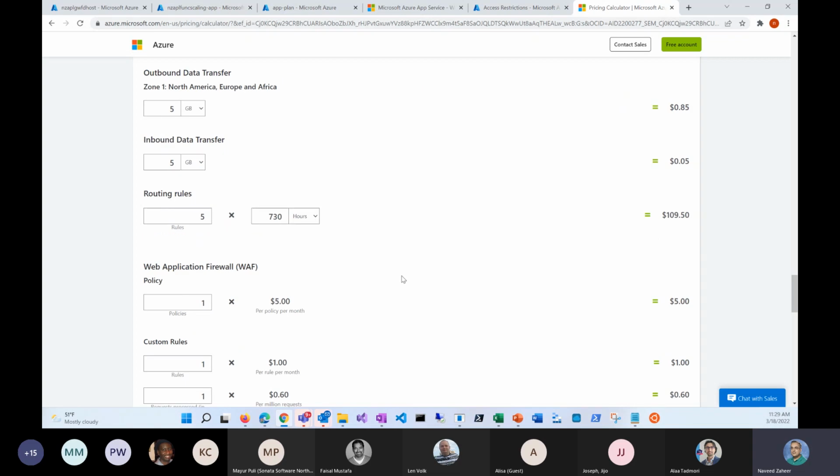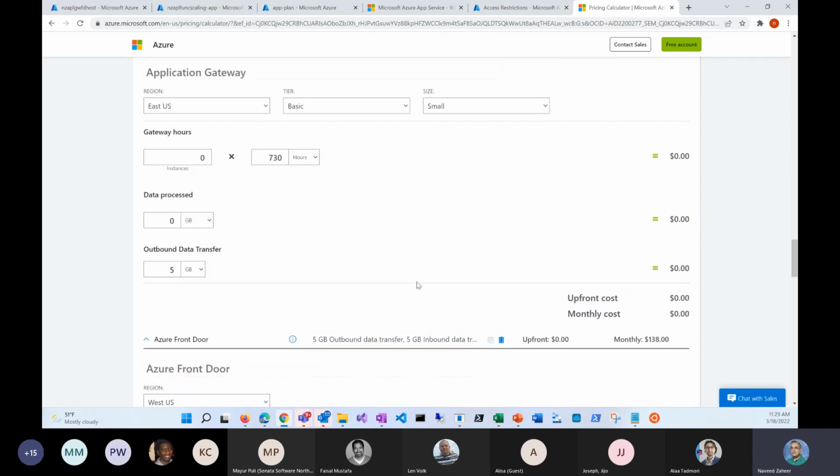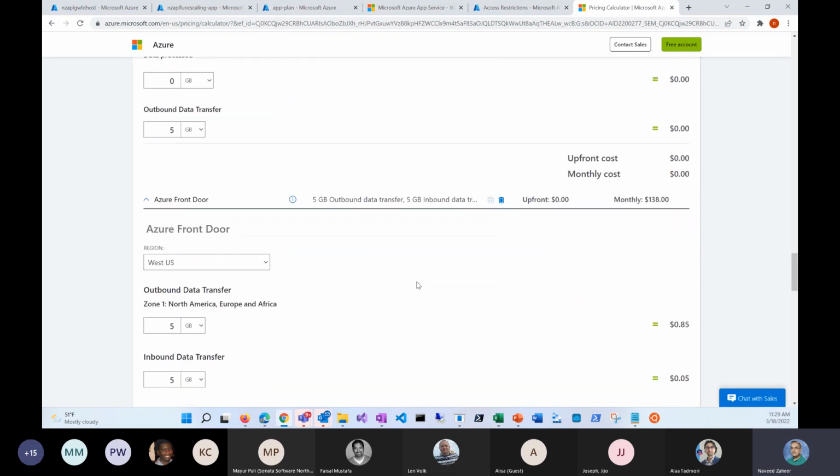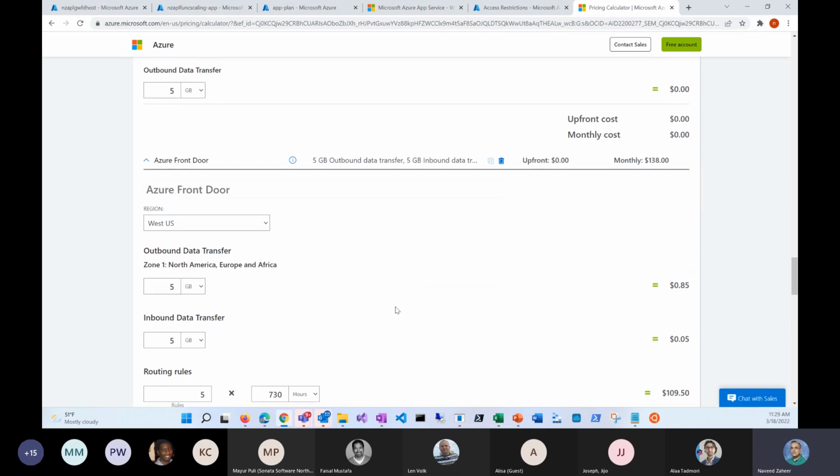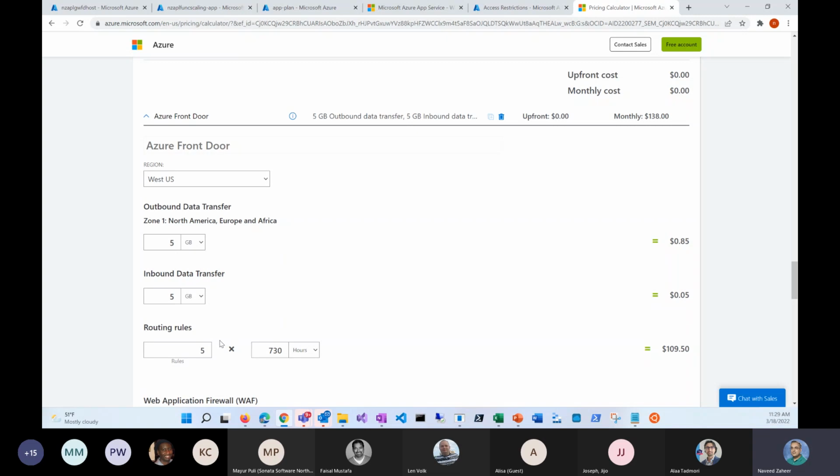Of course, Web Application Firewall, just keep in mind, will be applicable in both cases. You will have to pay for Web Application Firewall if you use it with Application Gateway or Front Door, so let's not worry about it. You have the routing rule and you have the data transfer. The routing rule is basically how many sites you're sending to and things like that. So the more rules you have, of course, the more money you have to pay, but the main thing would be bandwidth. I hope that addresses your question. That makes sense. Yeah, thanks, Naveed. It does.